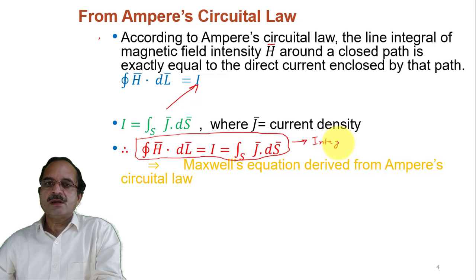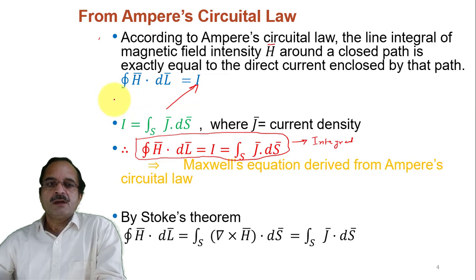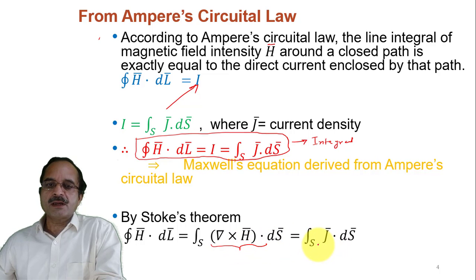Now let us find out the point form or the differential form of this equation. Applying Stokes' theorem on the left hand side, the line integral H dot dl we can express as surface integral of curl of H dot ds, which is equal to surface integral J dot ds. Now if we compare the left hand side and the right hand side of this equation, we can write del cross H is equal to J, that is the current density.